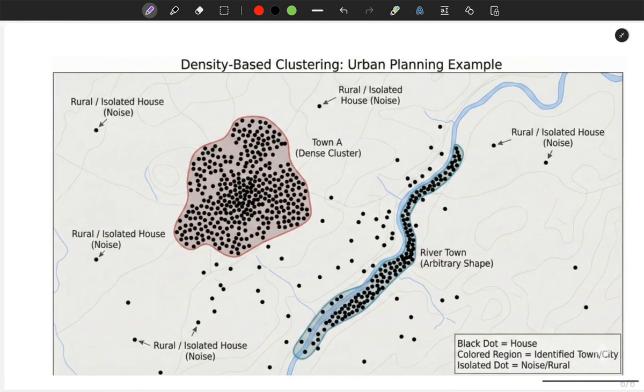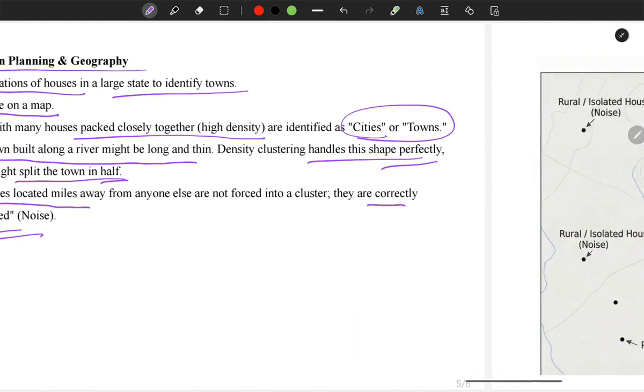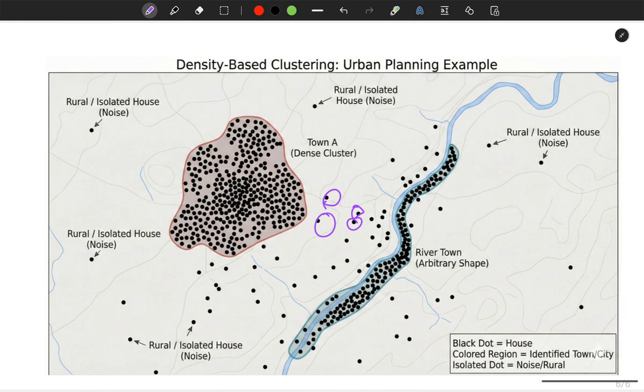The same thing has been plotted here in the diagram, as we can see. So this is density based clustering, the urban planning example. The black dots are basically the houses. In a large state, or let me say an area instead of the state, we have to identify which one is a town and which one is noise, far away from the town. This helps us see whether benefits actually reach people properly, in order to locate the urban and the rural areas or the outliers in this example.